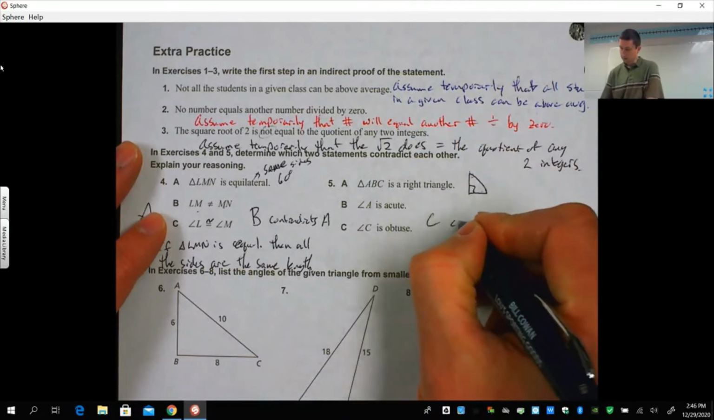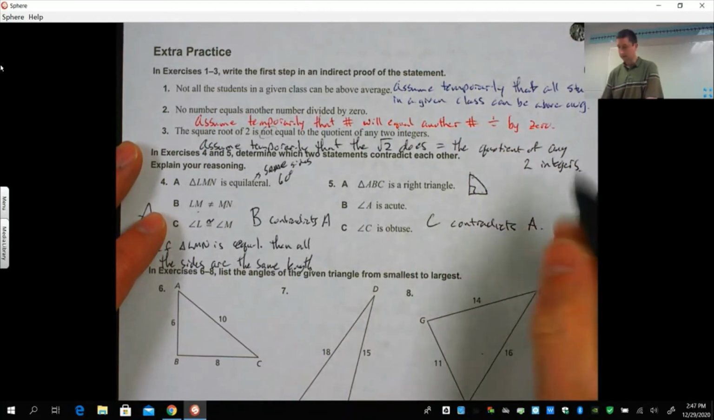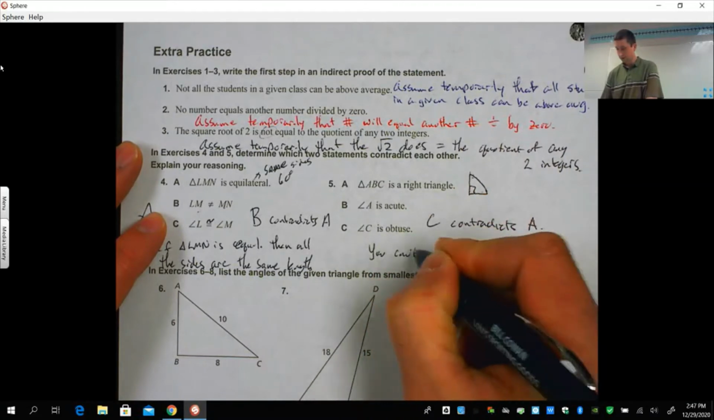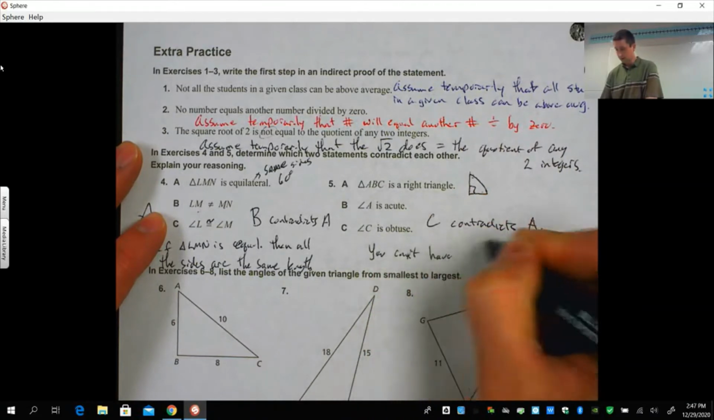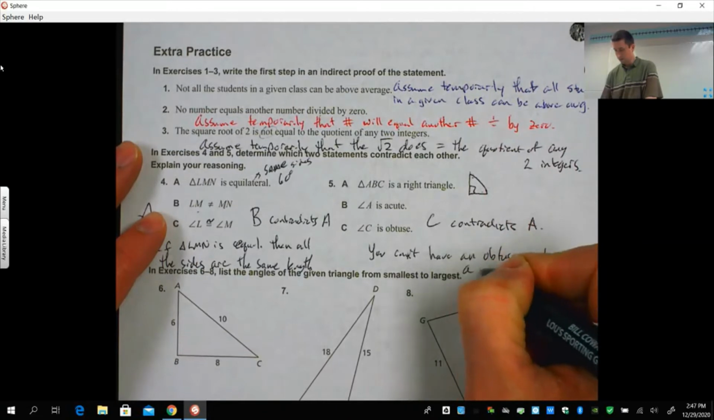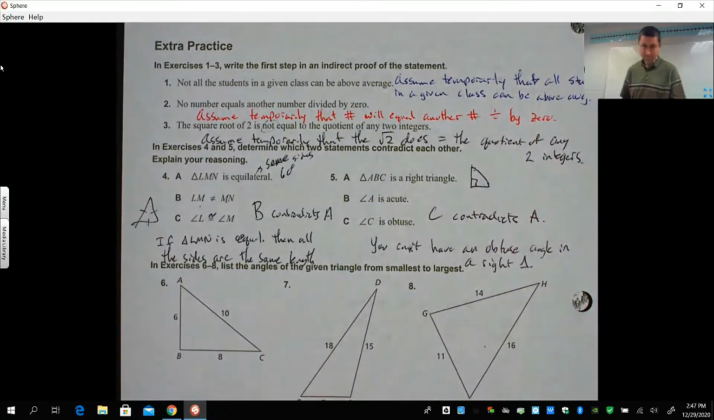So C contradicts A. C contradicts A. So you can't have an obtuse angle in a right triangle. Can't have an obtuse angle in a right triangle.